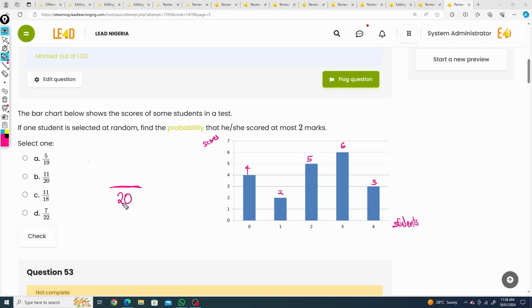So the probability that he scored at most 2 marks will be the probability of scoring 0, plus the probability of scoring 1, plus the probability of scoring 2. So that would be 11 over 20. There are 11 students that scored 2 marks or below. That's 11 out of 20.